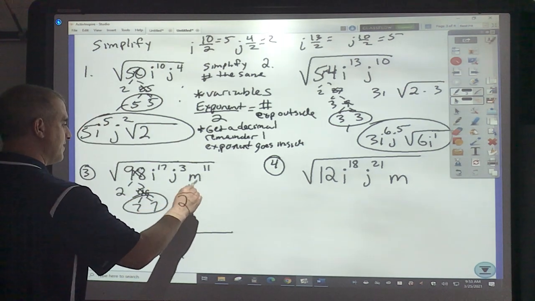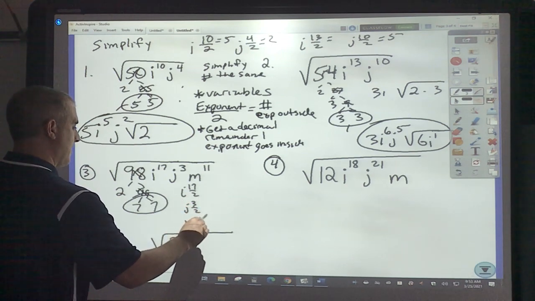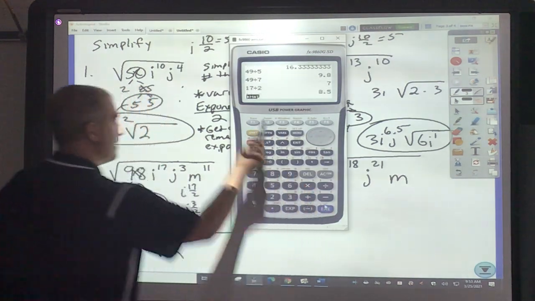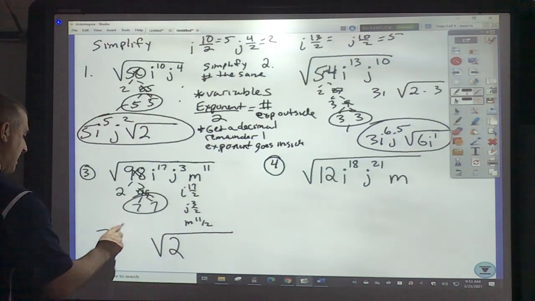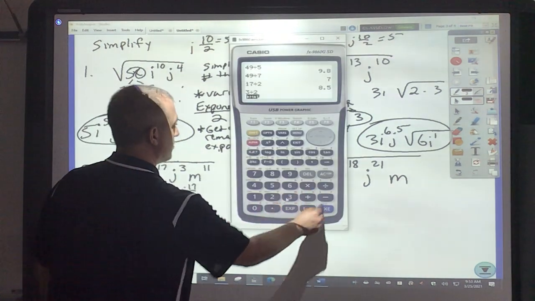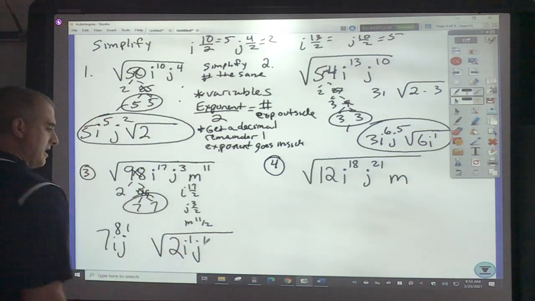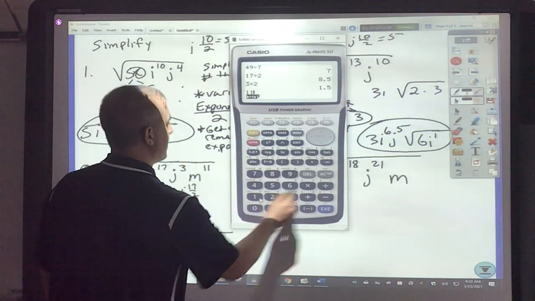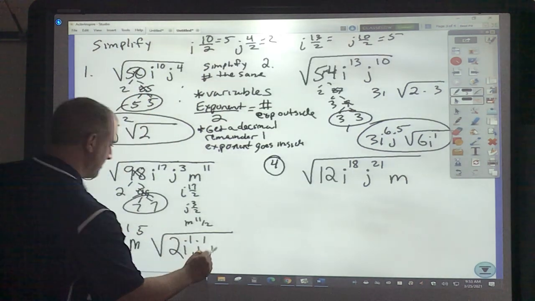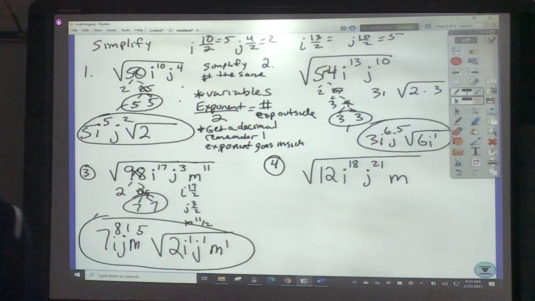Now I'm going to do 17 divided by 2, 3 divided by 2, and 11 divided by 2. Let's see what I get. Okay, 17 divided by 2 would be 8 with a decimal. So what does that mean? i to the 8 outside, i to the 1 inside. Okay, let's do 3 divided by 2. That's going to be 1. So I got j to the 1 because I got a decimal. Let's do 11 divided by 2. That is going to be 5. So I got m to the 5, and since it's a decimal, m to the 1. Okay? And that's how easy those are to do.